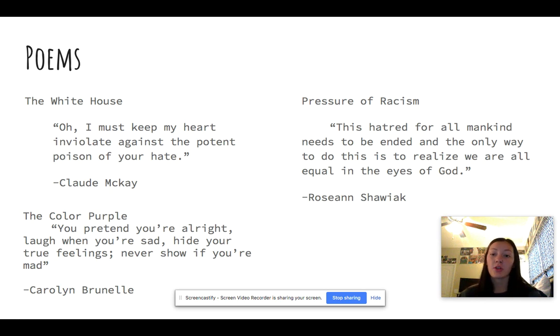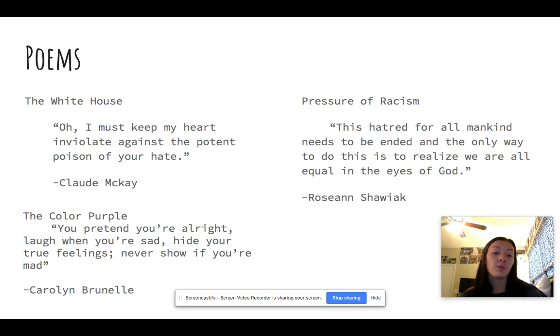And then Pressure of Racism, it says this hatred for all mankind needs to be ended, and the only way to do this is to realize we are all equal in the eyes of God. I chose this one because it mentions God, religion. That's a big thing in the novel as well. And I also chose it because I feel like this poem is about people thinking they're more deserving, and in reality that's not what you're going to get, even though that is what needs to be done specifically.